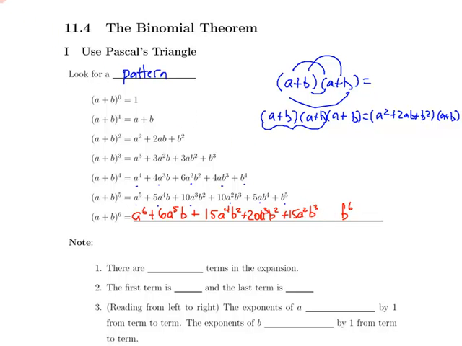Let me scoot my little b to the sixth over. Boom, right there. Make sure I got this right: 6a to the fifth b, 15a to the fourth b squared, 20a cubed b cubed, plus 15a squared b to the fourth, plus 6ab to the fifth, plus b to the sixth. So what did I notice that let me write that down without having to actually multiply it out? Let me point some things out to you.